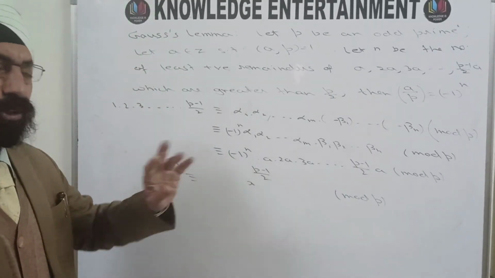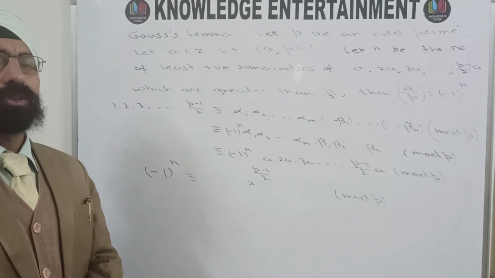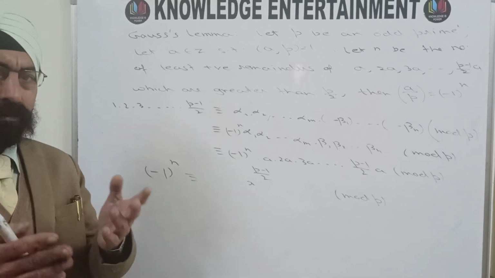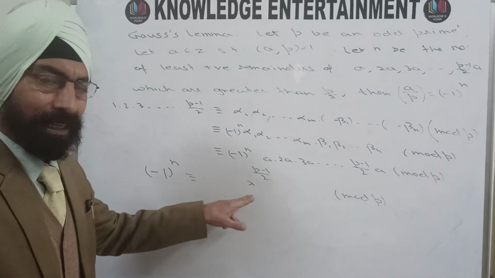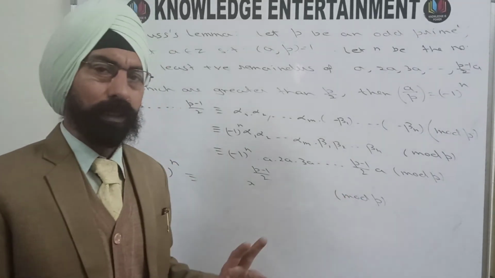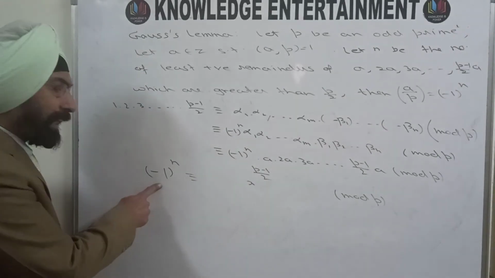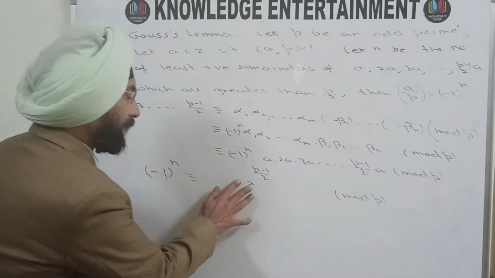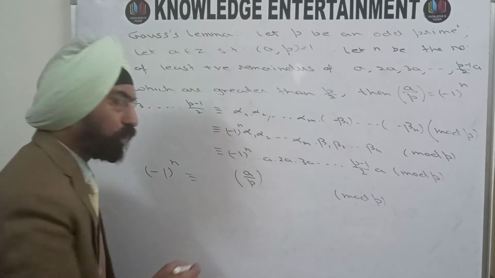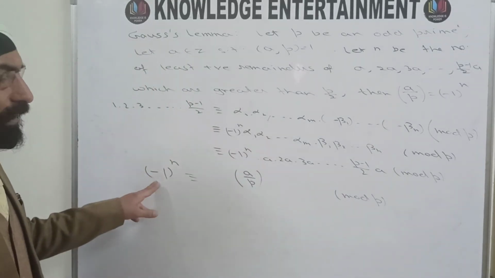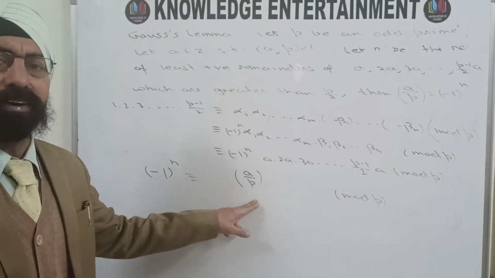Now this a raised to the power (p-1)/2 is equal to the Legendre symbol (a/p). So (-1)^n is congruent to the Legendre symbol (a/p) modulo p. Once again, it can assume values 1 or minus 1. The Legendre symbol on the other side, (a/p), can also assume the values 1 or minus 1. Here you can have either 1 or minus 1. Here also you can have 1 or minus 1.